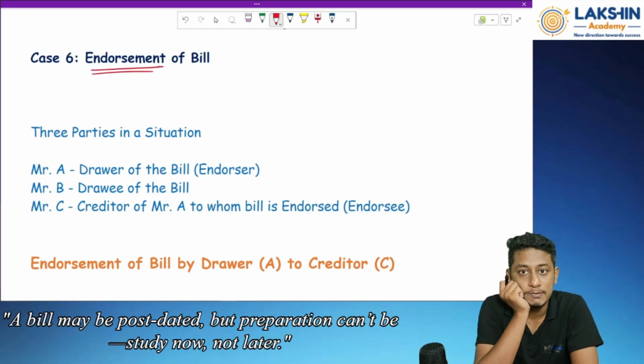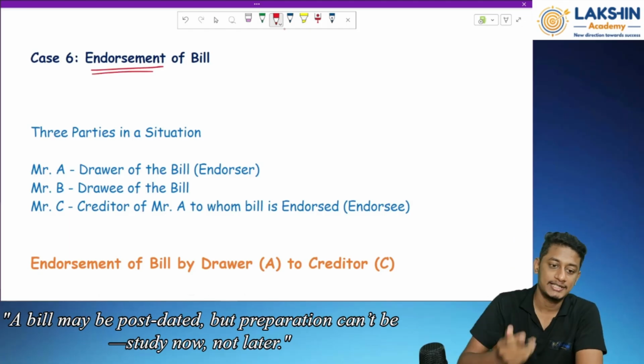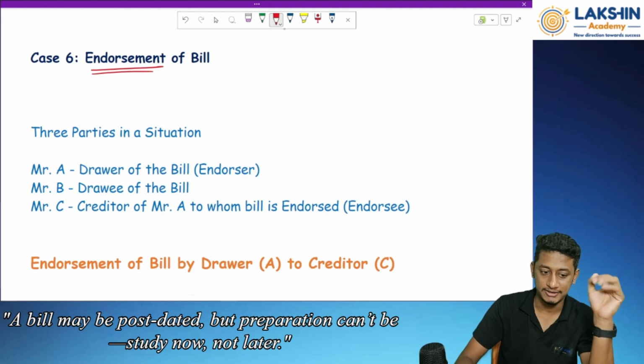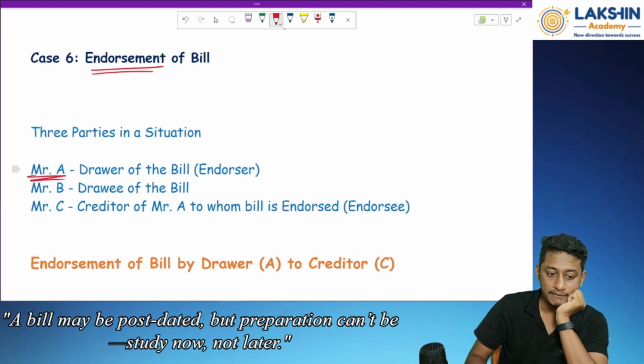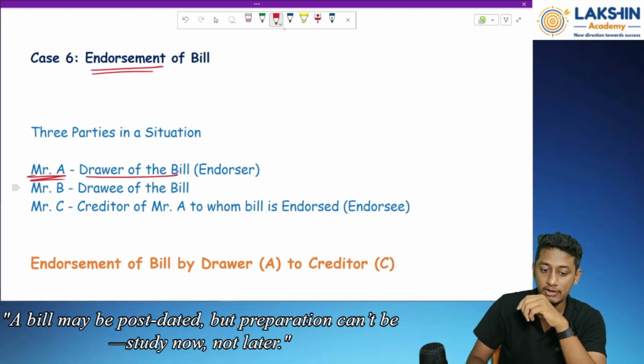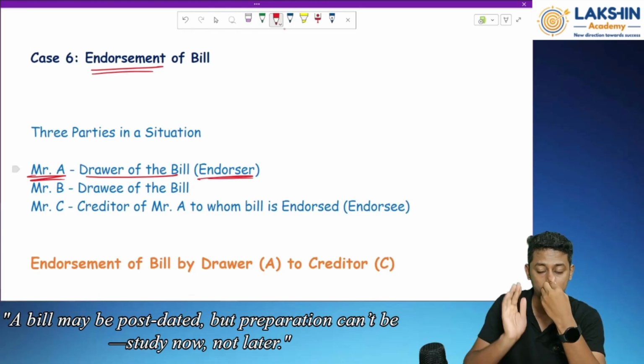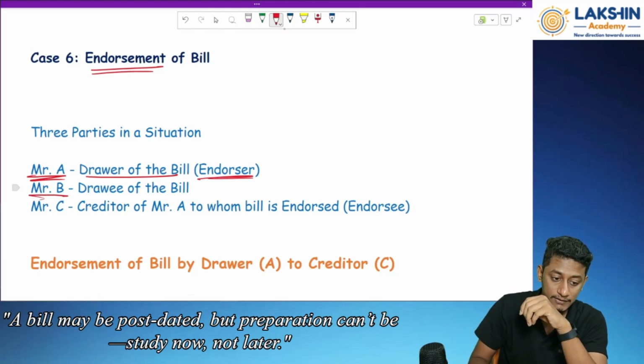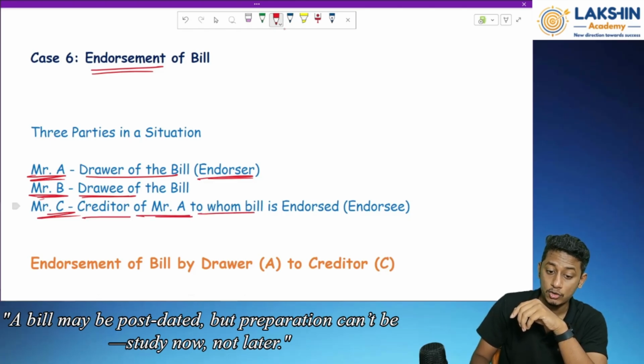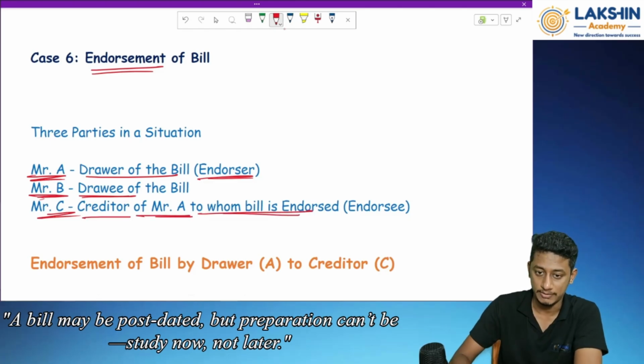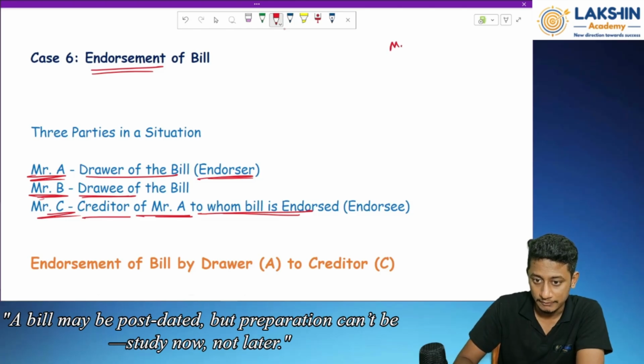Now, what does endorsement mean? Let's take an example. Now, three parties. Mr. A will be the drawer of the bill. We will also call him the endorser. I will tell you what endorsement means. Then we have Mr. B and Mr. C. Mr. B will be the drawee of the bill. Mr. C will be the creditor of Mr. A, to whom the bill is endorsed. I will tell you what happens. We have Mr. A over here, and Mr. B over here.